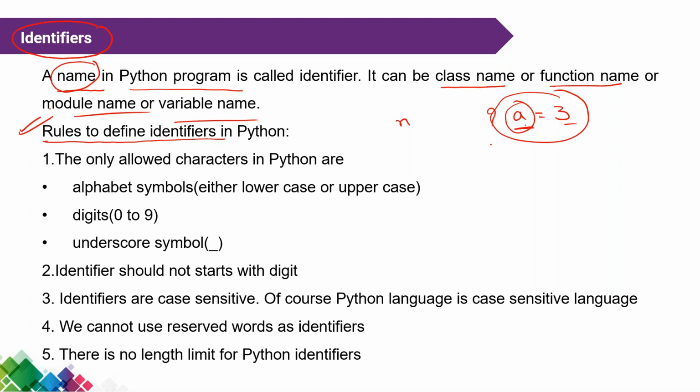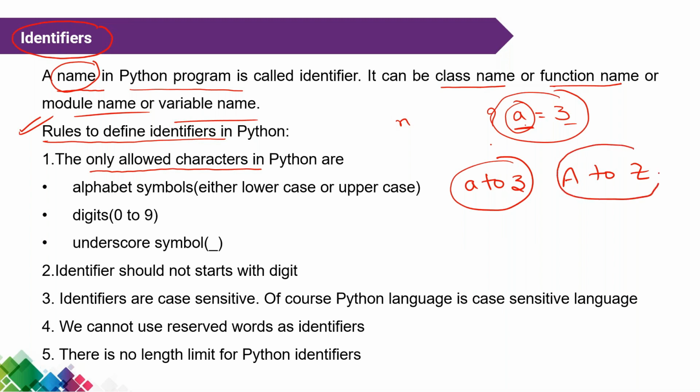So what are the rules? Any name may contain only the allowed characters. The allowed characters are alphabets, lowercase a to z and capital A to capital Z. Remember, lowercase letters are different from uppercase letters. So in any name, alphabets are allowed. The digits 0 to 9 are allowed, and the special symbol underscore is allowed.